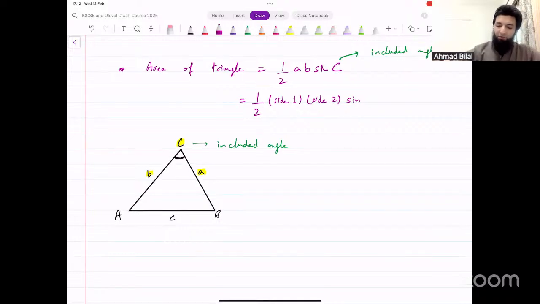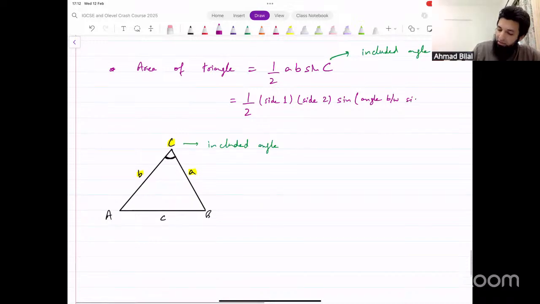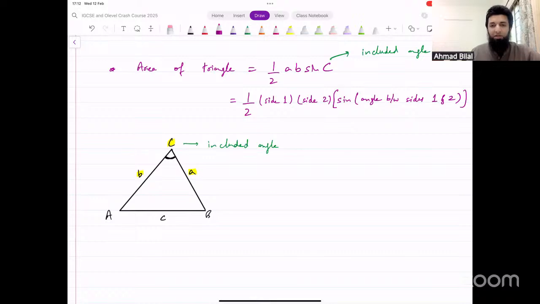So what's the formula like? It's 1/2 into side 1 into side 2 times sine of the angle between sides 1 and 2. Sine of the angle between sides 1 and 2. That's what the formula looks like. It's one side, it's the second side. C is the included angle. That's what you'll be taking the sine of.